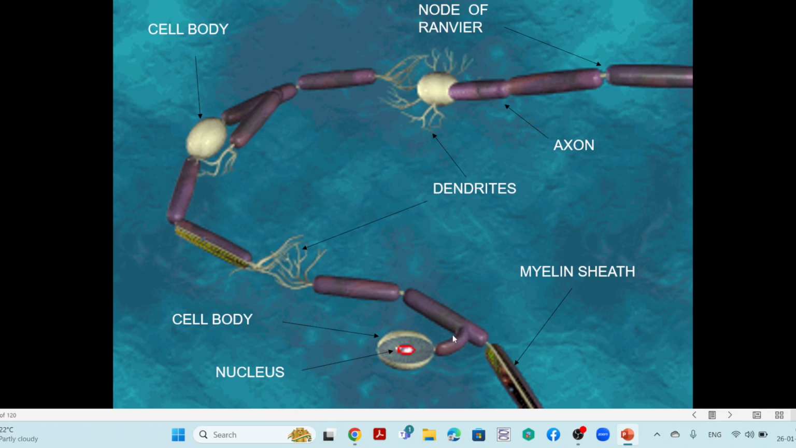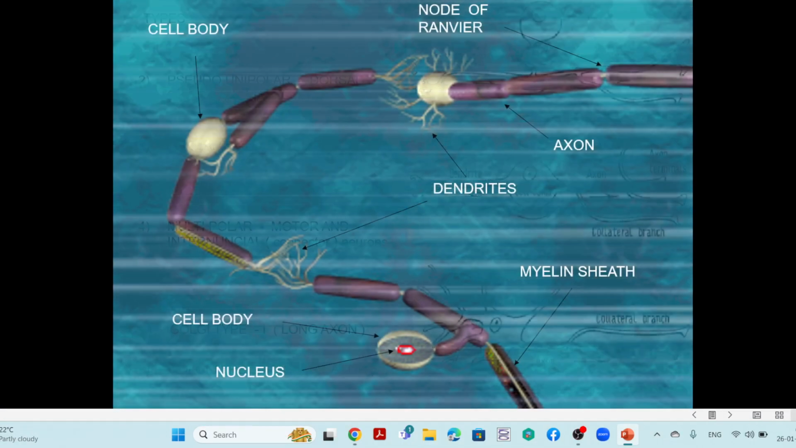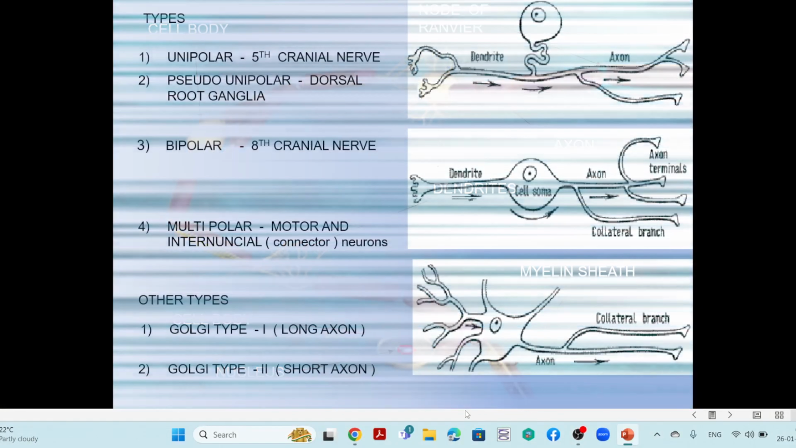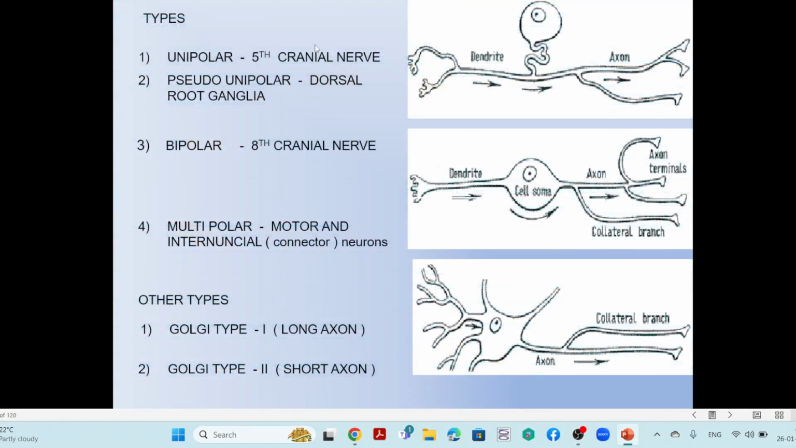The myelin sheath covers the axon, particularly in the peripheral system. If it is in the central system, this myelin sheath is formed by the oligodendroglial cells. So this is just the picture. These are different neurons, and I will tell you the classifications. The neurons are classified as unipolar neuron, pseudo-unipolar neuron, bipolar neuron and multipolar neuron. So the main classifications of the neurons, usually there will be three types.